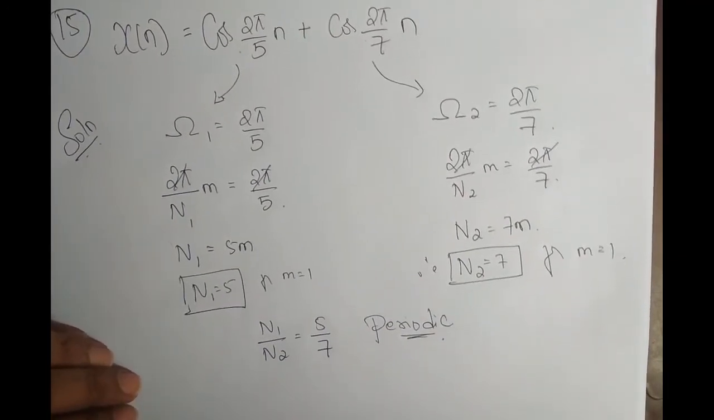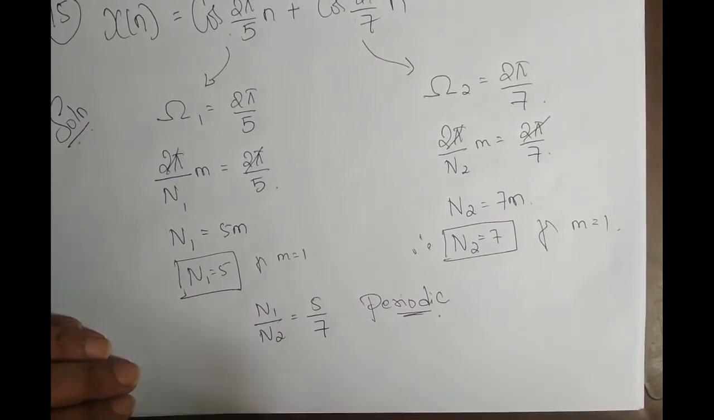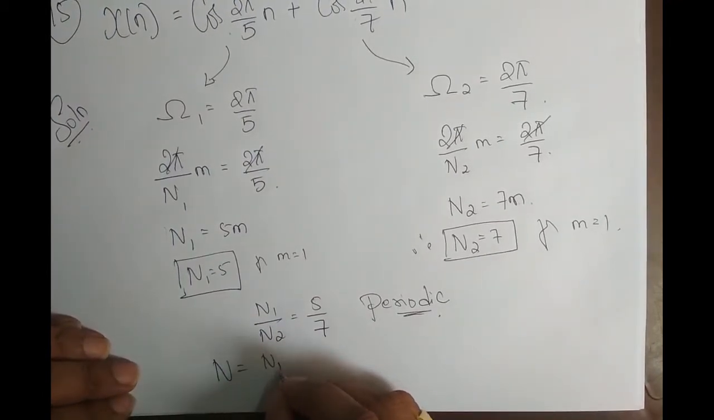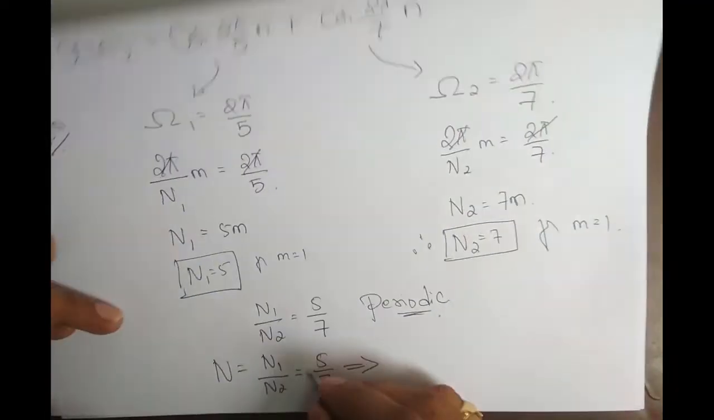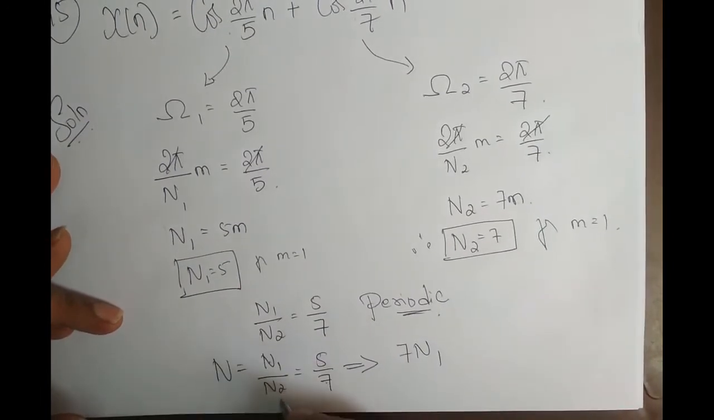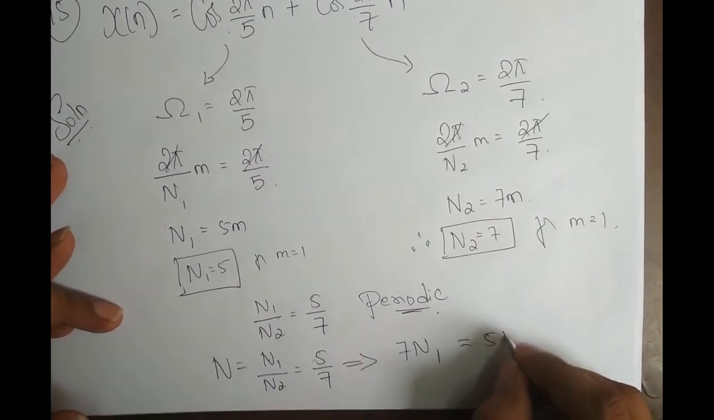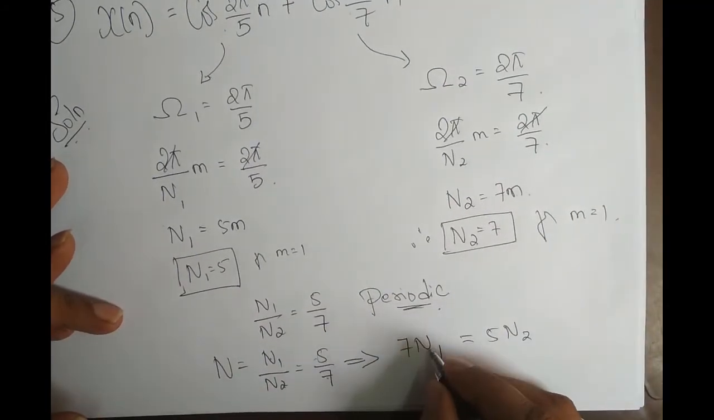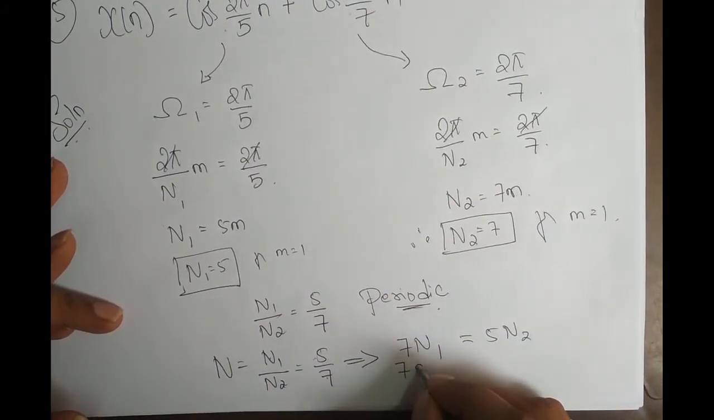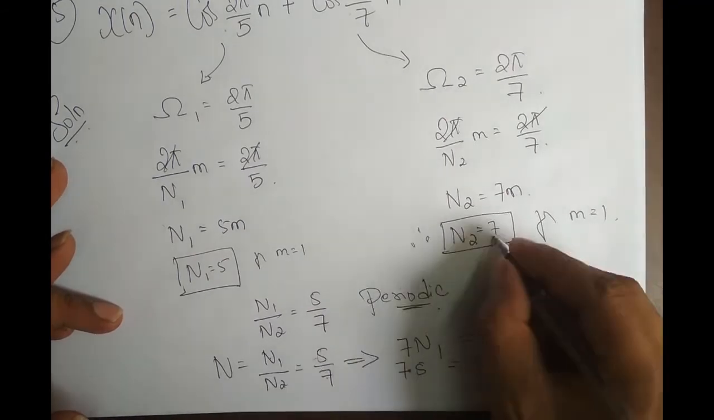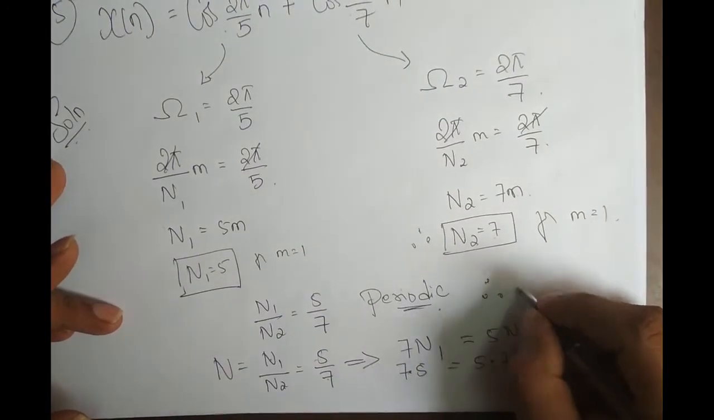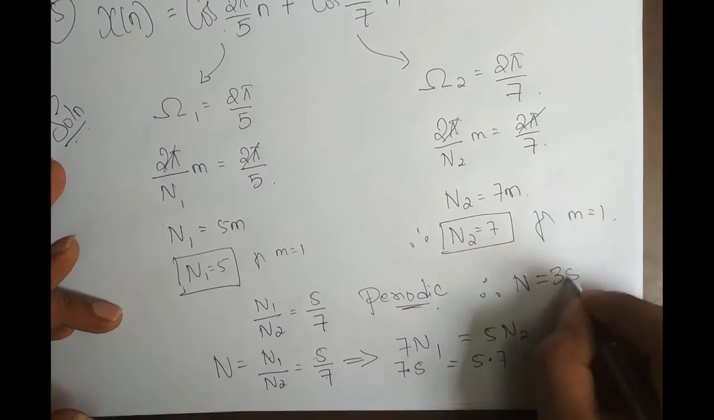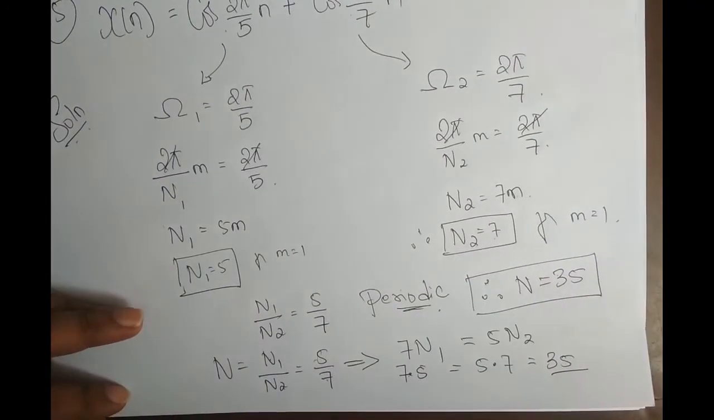Now how to check its fundamental period? We will approach with the easy method where I cross multiply. N is equal to n1 by n2, which is equal to 5 by 7. Cross multiplying, 7 times n1 is equal to 5 times n2. The value of n1 is 5 and n2 is 7, so both are 35. Therefore capital N is equal to 35. For every 35 samples, the signal will repeat.